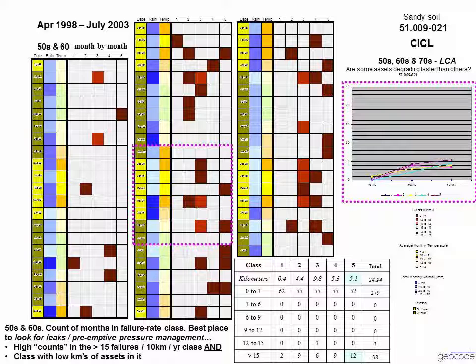And I suppose it also has implications for defining proactive pressure management zones. So what we're looking at here is 5.1 kilometres of assets that have had 12 instances of greater than 15 failures per 10 kilometres per year. Okay, so it's going to be far more economical to look at a small portion of your assets rather than a large portion. So in some terrain patterns, it becomes even more obvious how useful this sort of information can be.